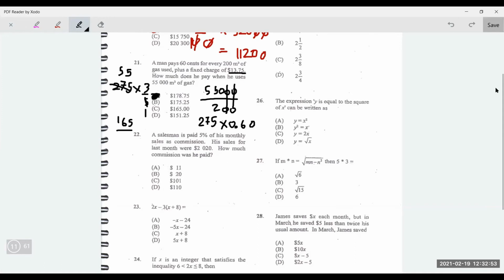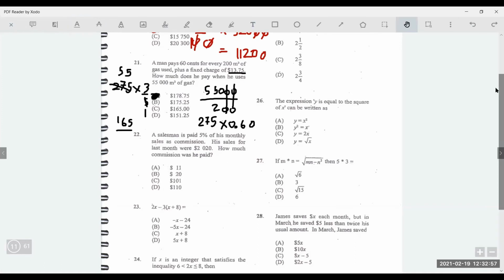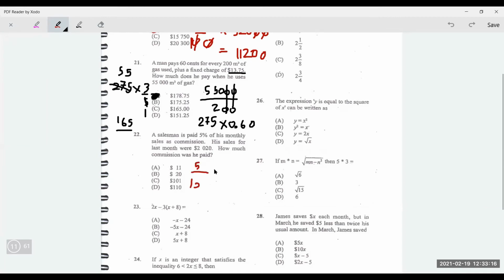Nice. Question 22. A salesman is paid 5% of his monthly sales as commission. His sales for last month were 2020. How much commission was he paid? Only 5% of 2020. When you evaluate this, 5 into 20 goes 4, and you get $101 in commission paid.